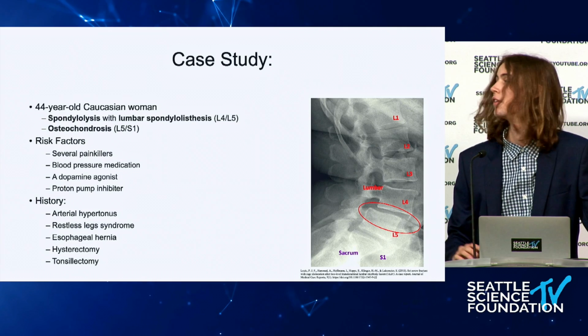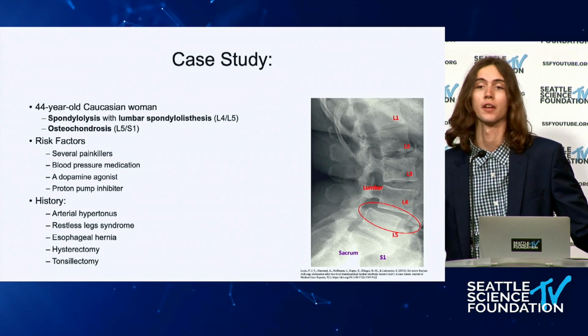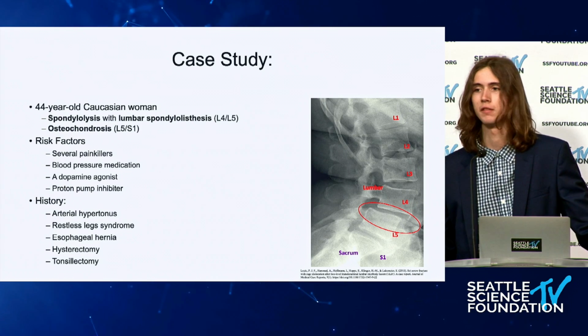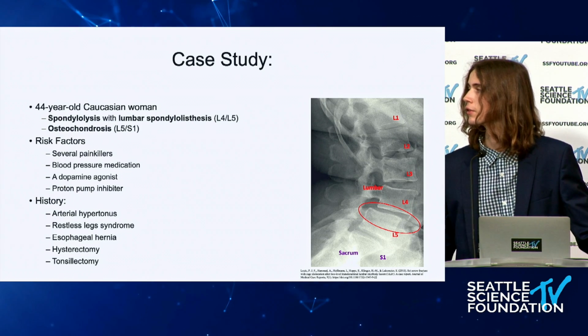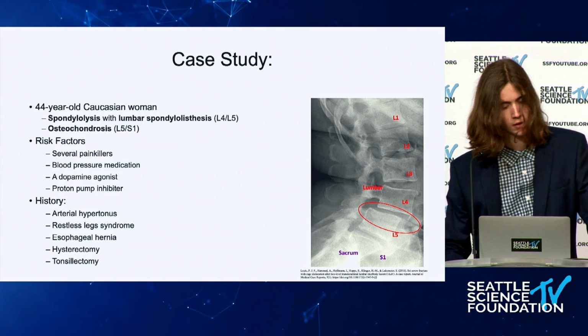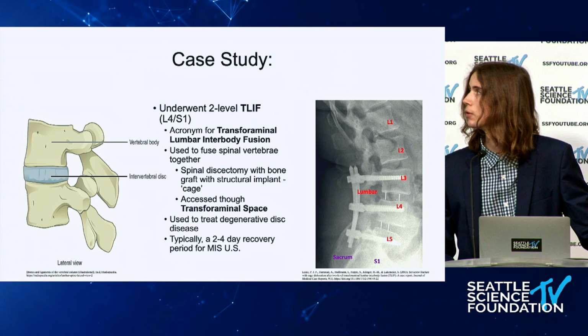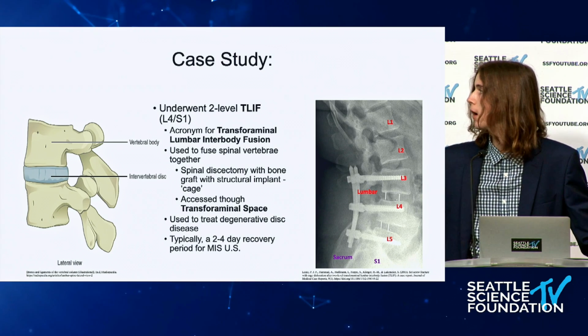This patient has several risk factors, including the fact that she's on several painkillers and blood pressure medication, and she has a reasonably extensive history of different surgeries and medical conditions. To rectify the spinal issues, she underwent a 2-level TLIF surgery from L4 to S1.